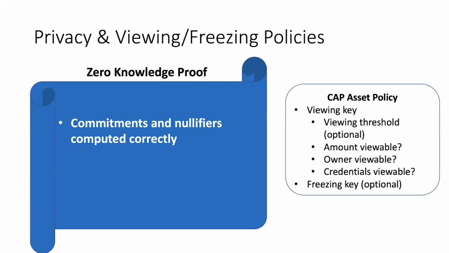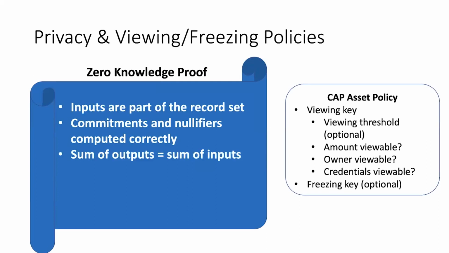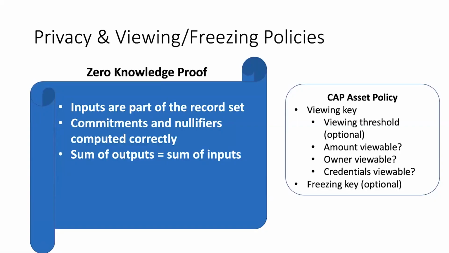Well, our zero knowledge proof for CAP is going to prove that the commitments and nullifiers were computed correctly as defined, that the inputs are part of the record set, that the sum of the outputs is equal to the sum of the inputs. By the way, the way that it proves the inputs are part of the record set involves some Merkle proofs, but I'm sort of skipping over that as a detail here. I'll come back to it later when you see the full picture. That detail doesn't matter that much. It's for efficiency, but the zero knowledge proof has to prove that the inputs are part of this record set somehow. It could take the full record set as input, right?